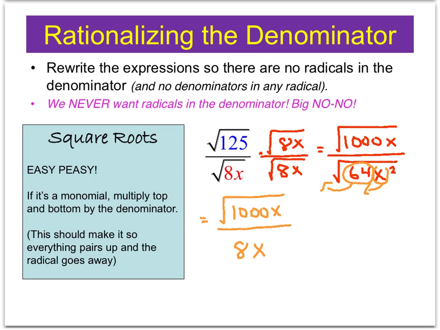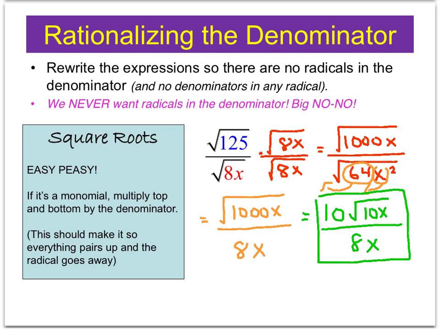Now, you still need to simplify the numerator. So 1,000 will break up into 100 times 10. So the 100 will come out and give me a 10. And I'll be left with the 10 times the square root of 10x divided by 8x. And now we are in simplest form.